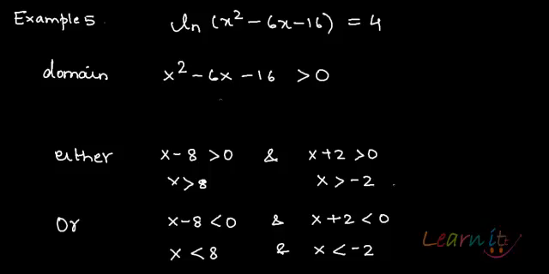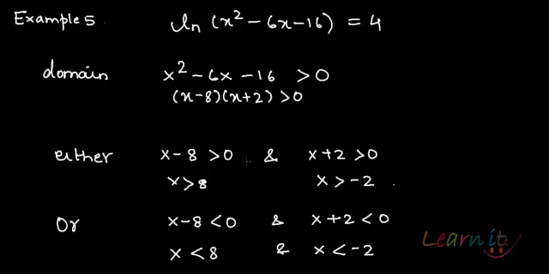The logarithmic equation that we have now is natural log of x² − 6x − 16 equals 4. Now, the domain of this should be that whatever is inside the log should be greater than 0. That means x² − 6x − 16 should be strictly greater than 0, which means that you can easily factor it out and you will get (x − 8)(x + 2) should be strictly greater than 0.